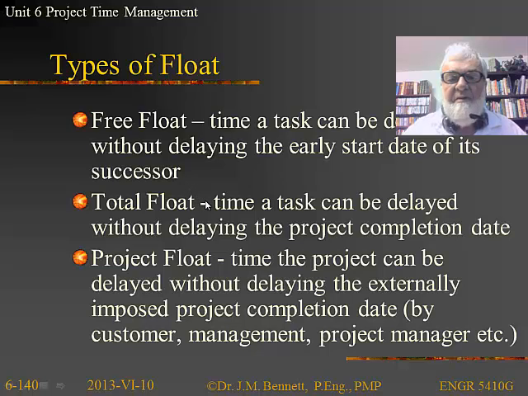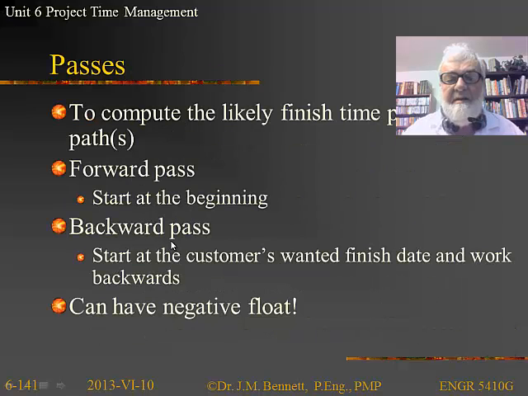Total float is the time a task can be delayed without delaying the project completion date. And again, this will be different from the free float. The project float is the time a project can be delayed without delaying the externally imposed completion date. So in fact, the total float and the project float may not be the same. The project float is a drop-dead date that we have to have it done. Total float could say, well, let's build in some project float here to give us some added time at the end in case we get an unexpected delay.